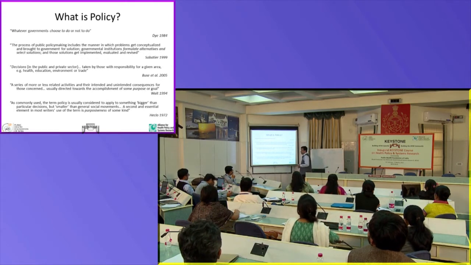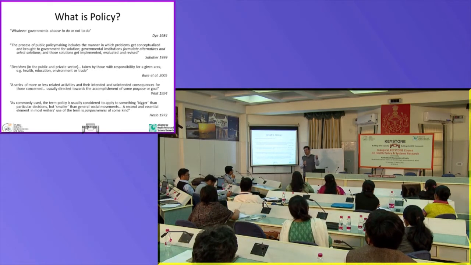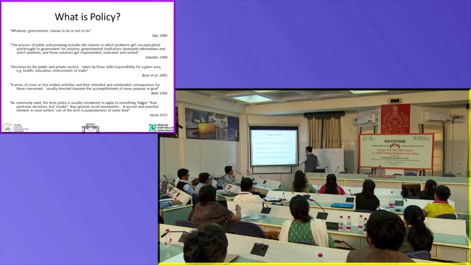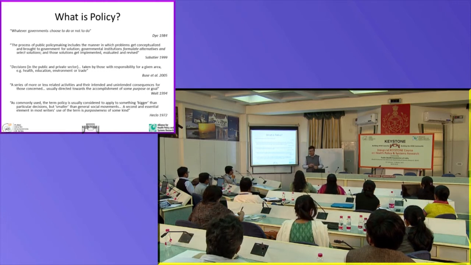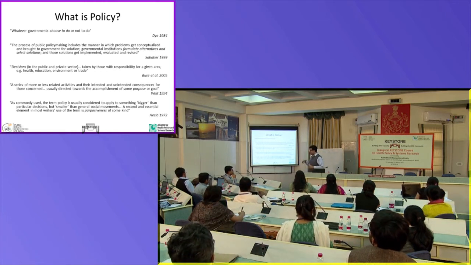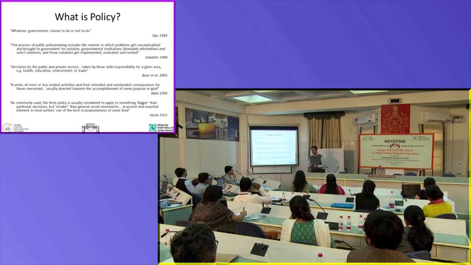So this is really broad. So what is a particular decision? I open the bottle cap, that's a particular decision. I don't have to write a policy to open the bottle cap and drink some water. That's a particular decision. It's made in a particular context for a particular objective. So anything bigger than that, anything of an organized nature, but smaller than a general social movement. So can you give me an example of a general social movement?